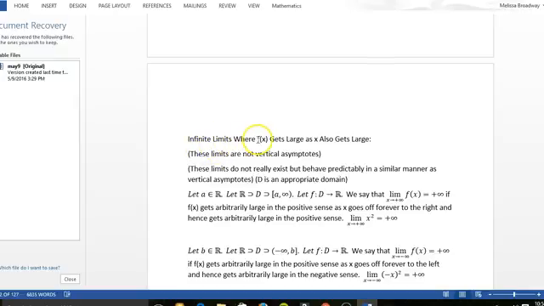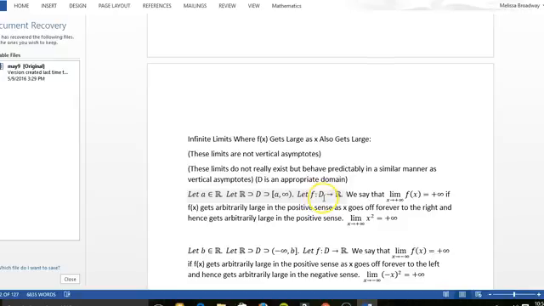So infinite limits where f of x gets large as x also gets large. These limits are not vertical nor horizontal asymptotes, okay? These limits do not really exist, but they behave in a predictable manner, and we're going to sort of give them a life form here. Assume D is an appropriate domain. Well, actually, I kind of defined D appropriately already, but oh well. Let A be a real number. Let D be a subset of the reals that's a superset of the closed interval A, comma, infinity.